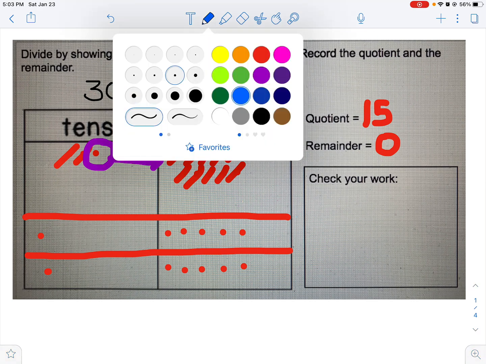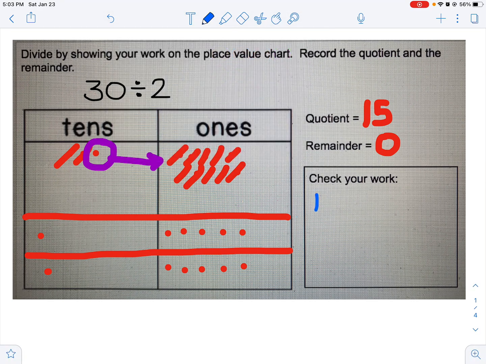And now I'll check my work. I will write my quotient, 15, multiply it by my divisor, which is 2. And I know that 2 tens is 20, 2 fives is 10, 20 plus 10 is 30, and that should give me my dividend, my starting number, which it did. So when you have an extra remaining 10, you're going to shift it over into the ones place, and then you're going to continue to parcel it out.